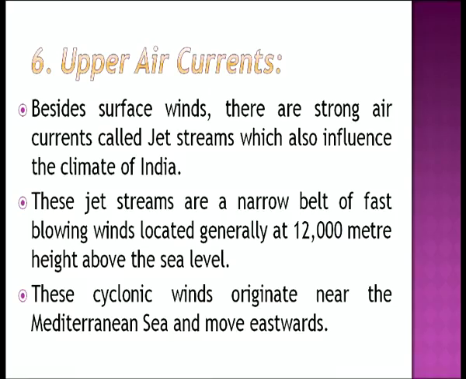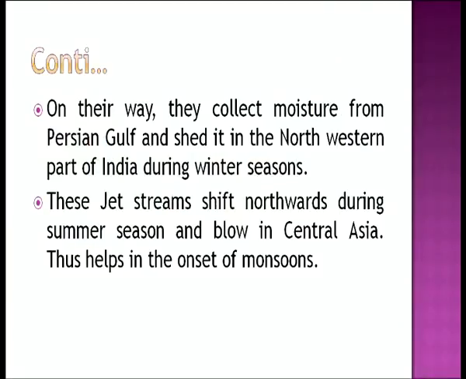Upper air currents also influences the climate system of India. Besides the surface winds, there are strong air currents called jet streams, which also influences the climate of India. These jet streams are a narrow belt of fast blowing winds located generally at 12,000 meter height above the sea level. These cyclonic winds originate near the Mediterranean Sea and move eastward. On their way, they collect moisture from the Persian Gulf and shed it in the northwestern part of India during winter season. These jet streams shift northward during summer season and blow in Central Asia. This helps in the onset of monsoon.